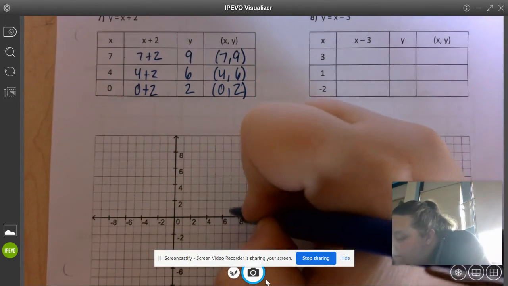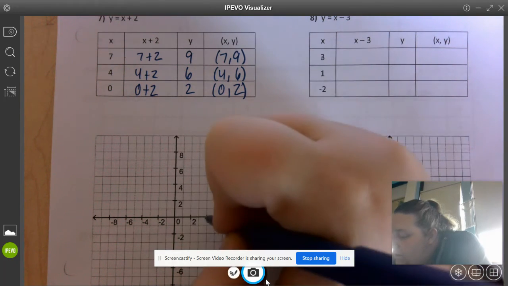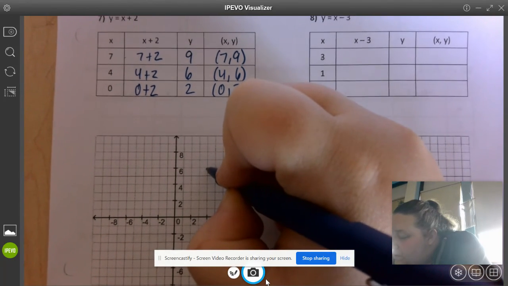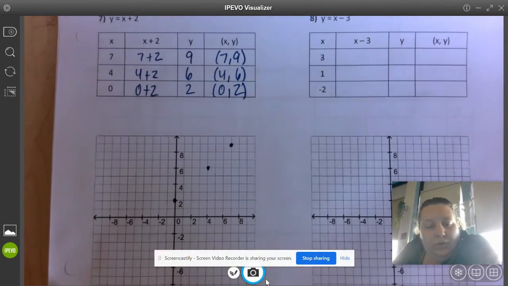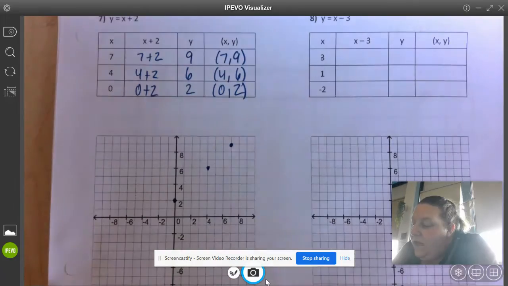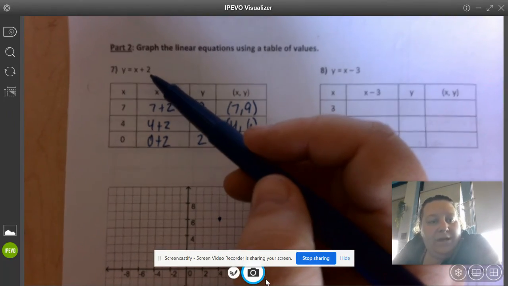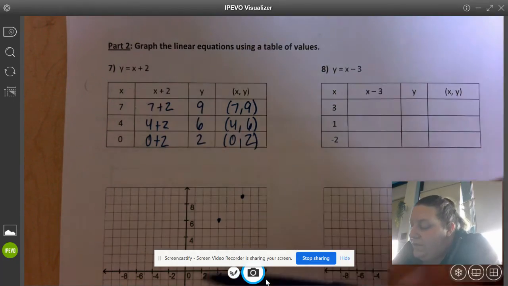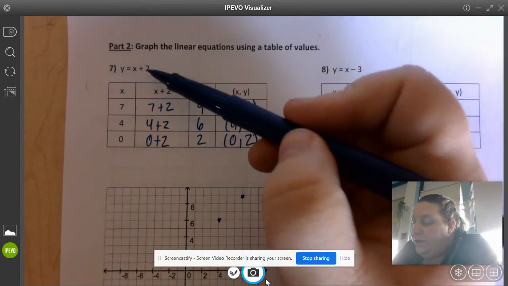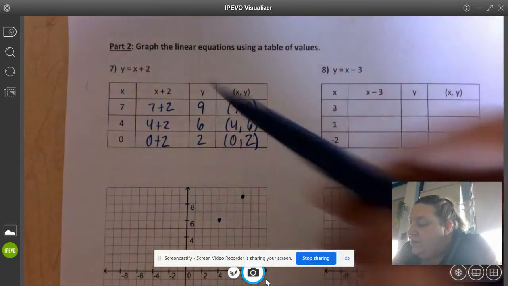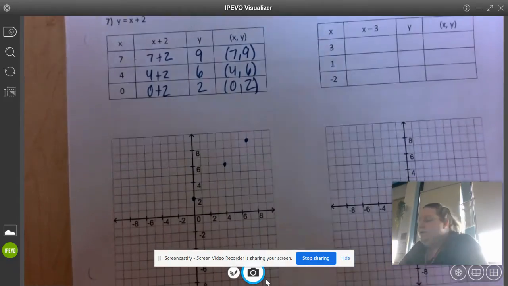So they gave us (7, 9), (4, 6), and (0, 2). And you'll notice that it's forming a straight line that's linear, and that makes sense. This is a linear equation or a linear function. We can see it starting at 2, and that's what we had for one of our values, and we can see how it's increasing, and it's got a positive slope. So this makes sense and is kind of tying it all together.